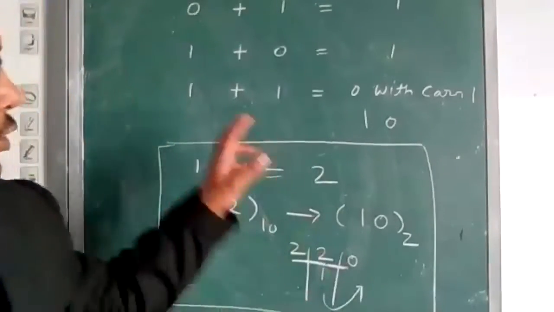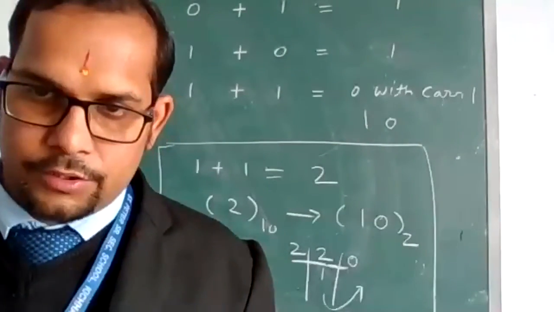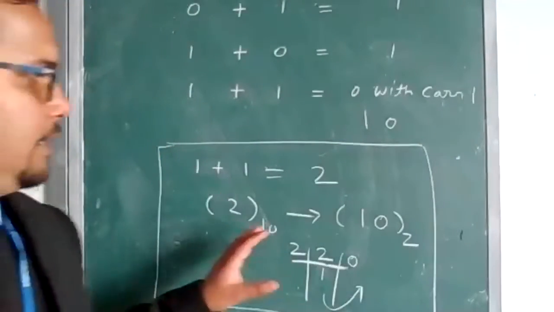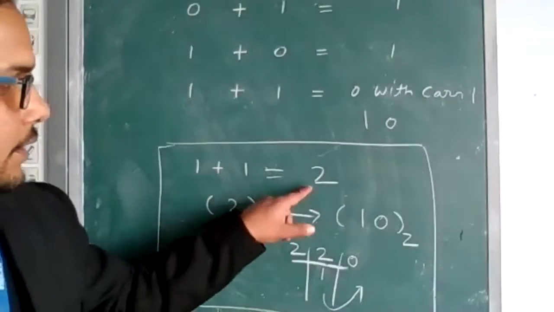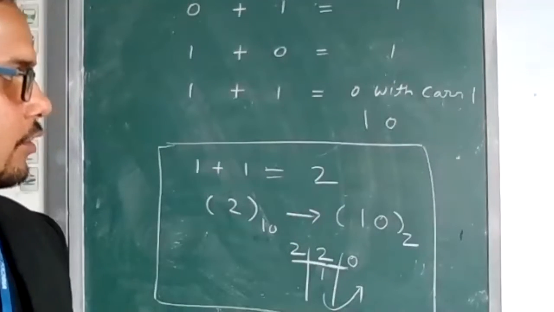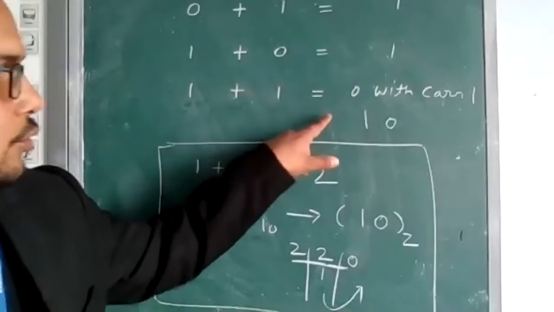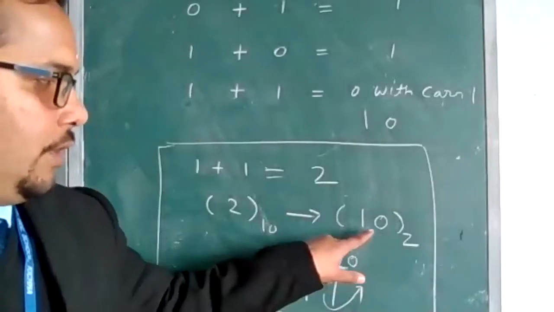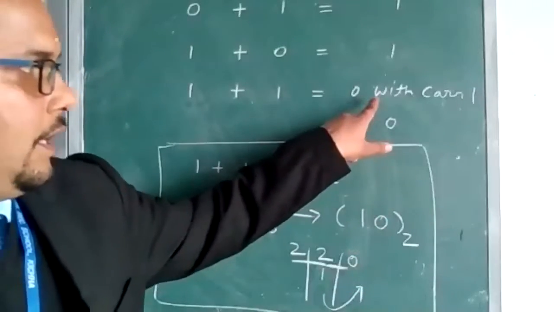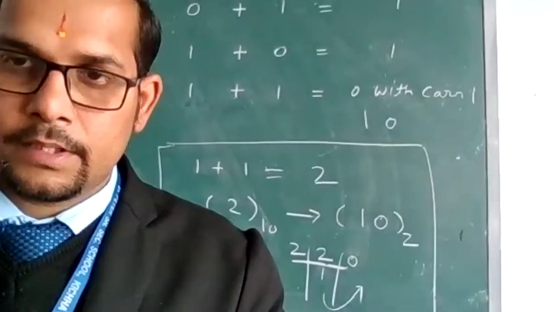How did we write 2 as 10, and why did we do that? Very good. So this is the reason. To convert any decimal number to binary: 1 plus 1 is 2, and 2 is in decimal. Convert the decimal number into binary and we get 10. So 0 is the answer with carry 1. Clear?